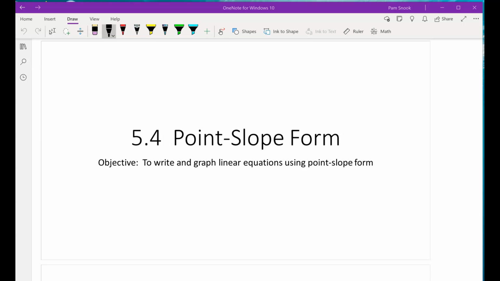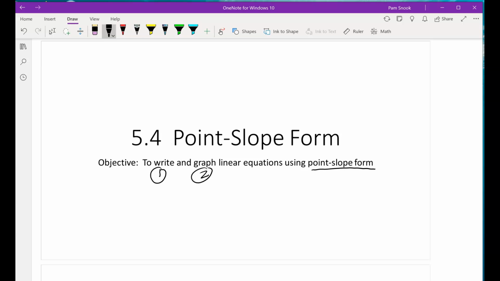Hello everyone, this is Mrs. Snook with section 5.4, point slope form. And our objective is to write and graph linear equations using point slope form.